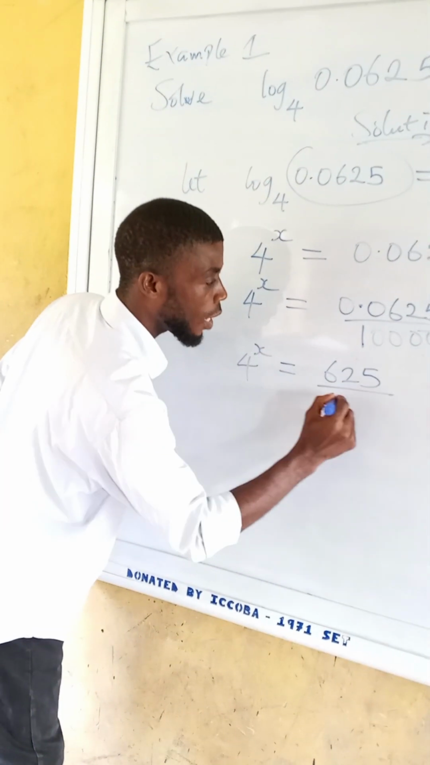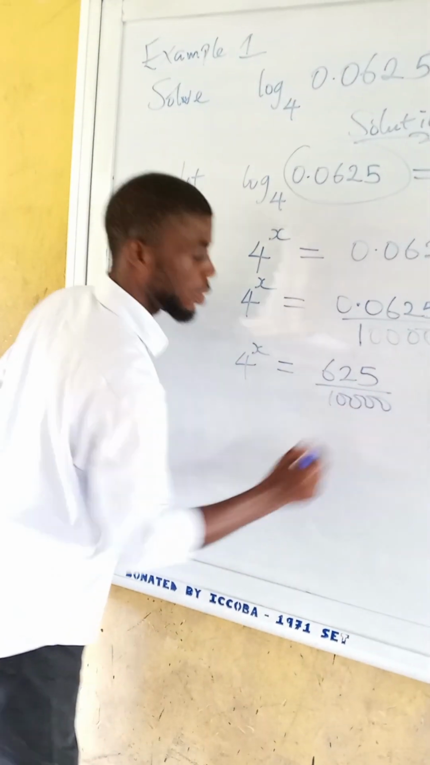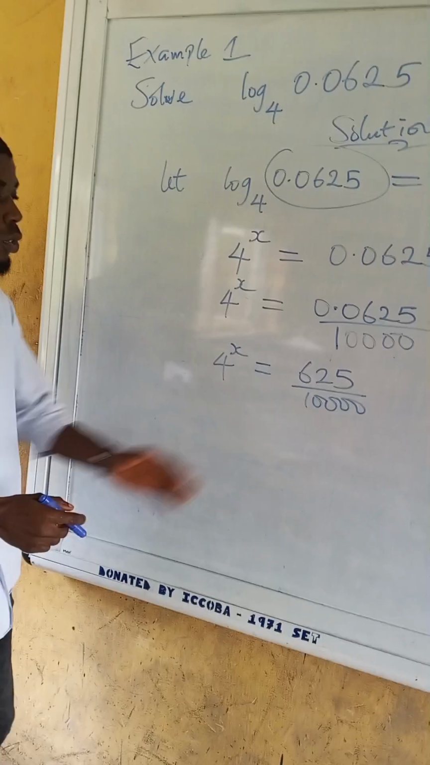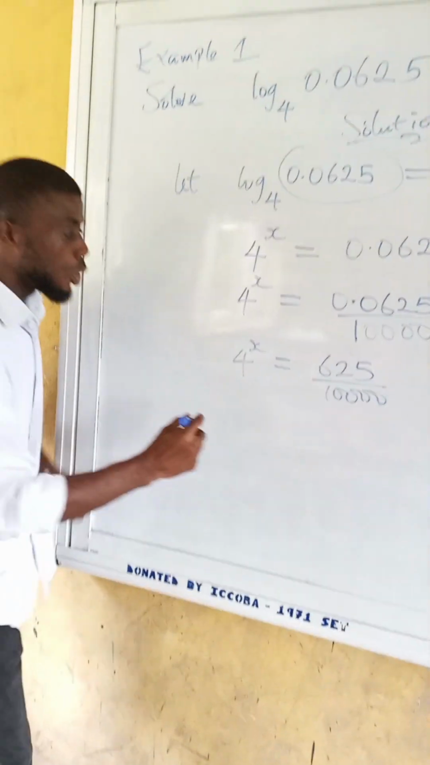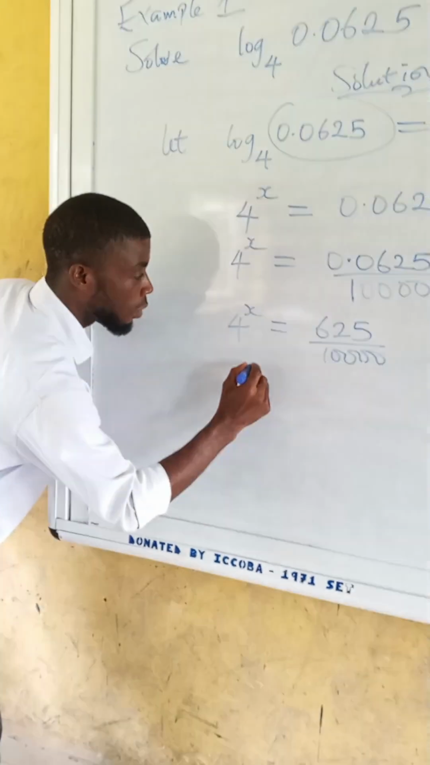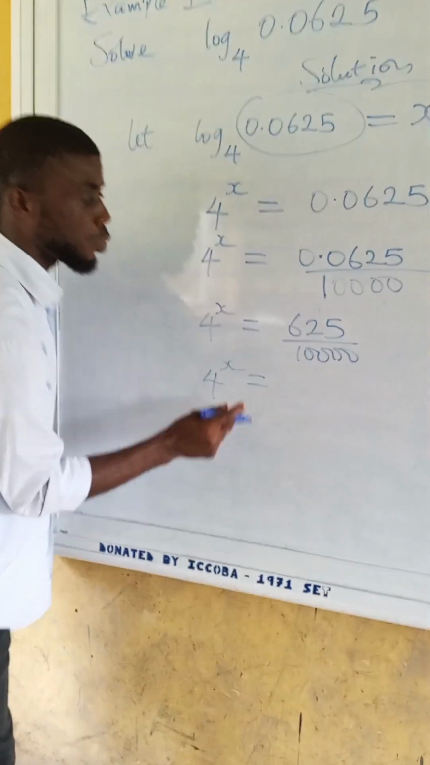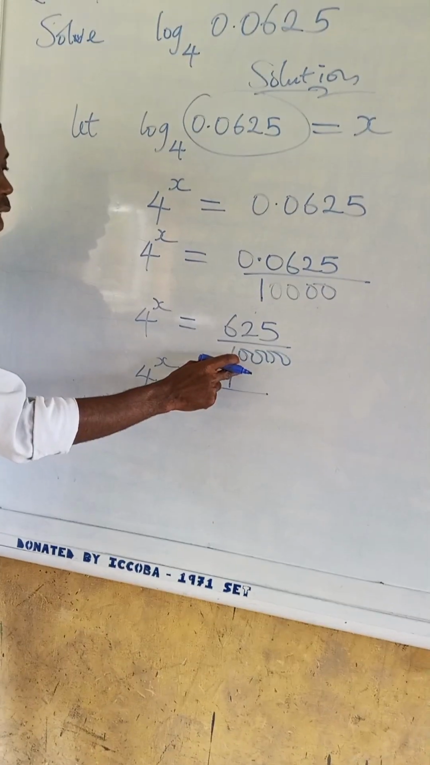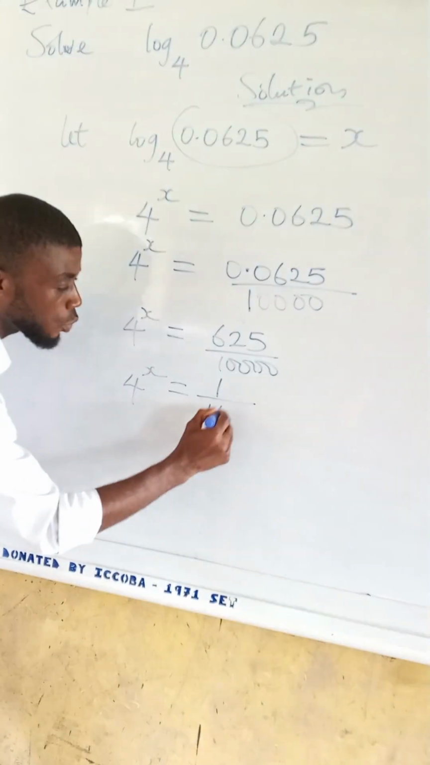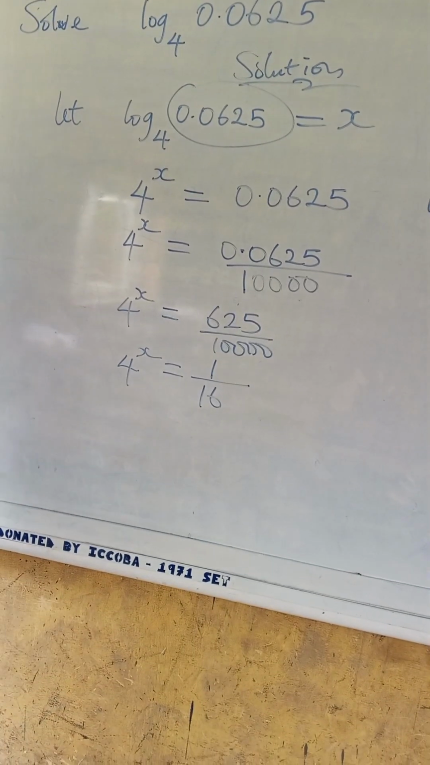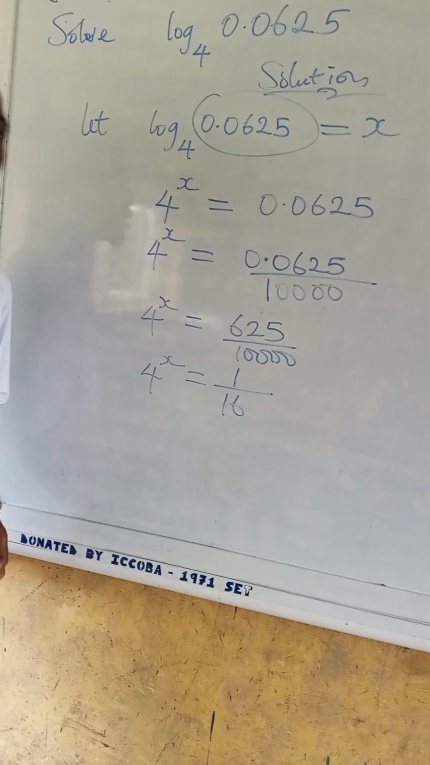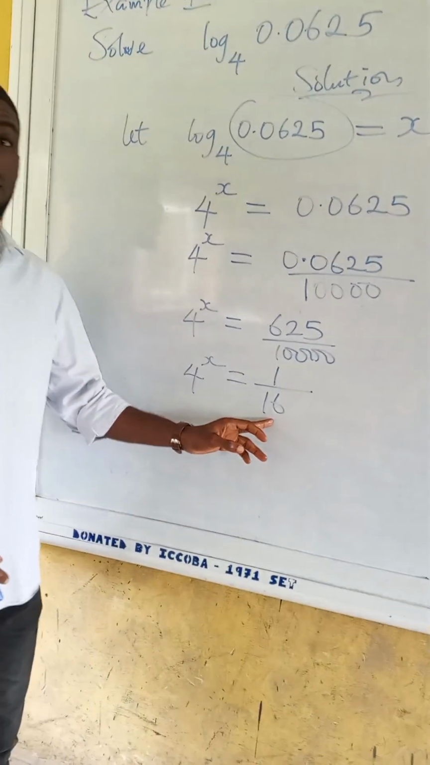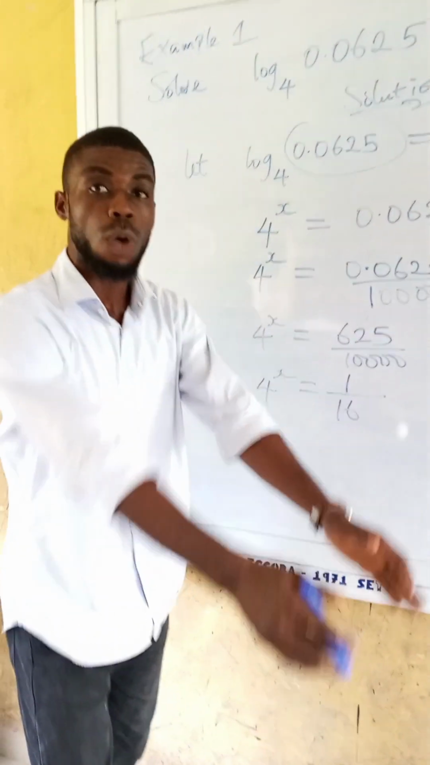625 over 10,000. Now when we further reduce this to its lowest terms, we can now say that 4 raised to the power x is equal to 625 divided by 625, which will give us 1. When 10,000 is divided by 625, what are we going to have? We are going to have 16. So this is actually 1 over 16. Now since 16 can also be expressed in terms of 4, that means we are closer to our answer.